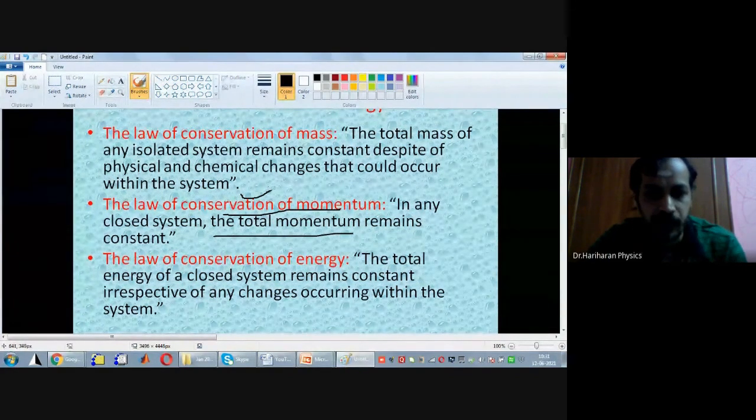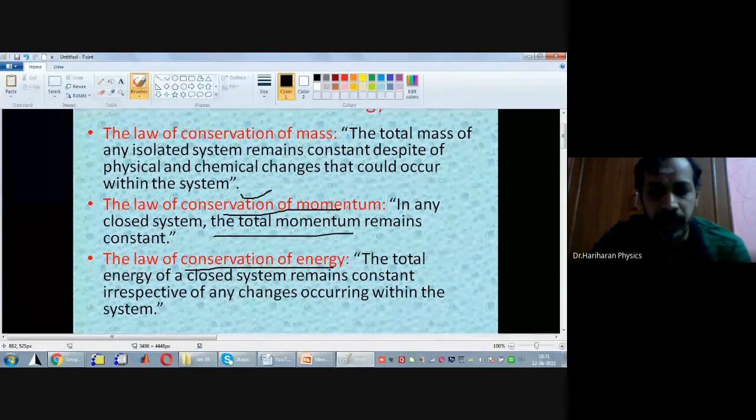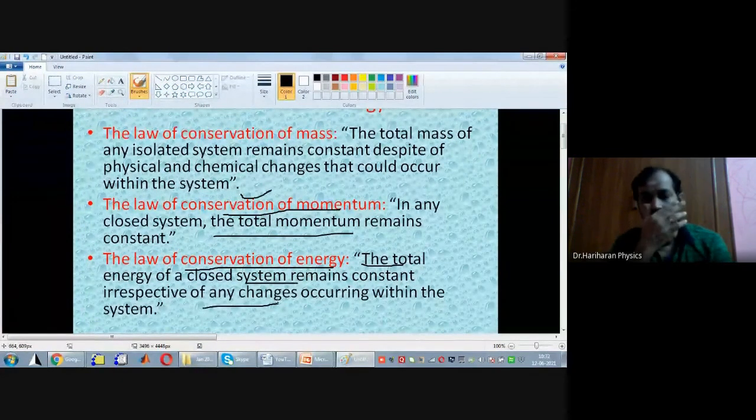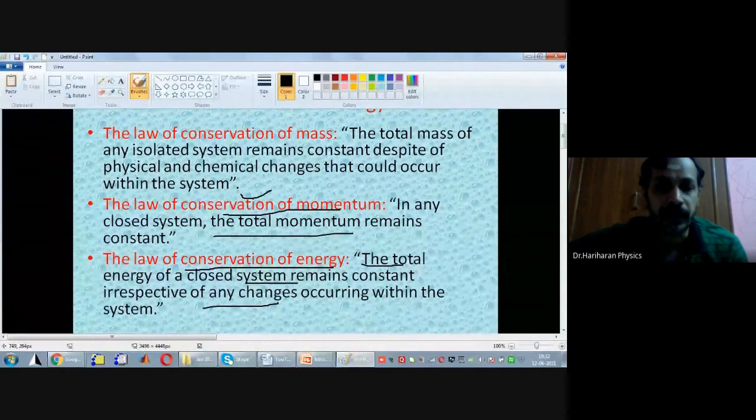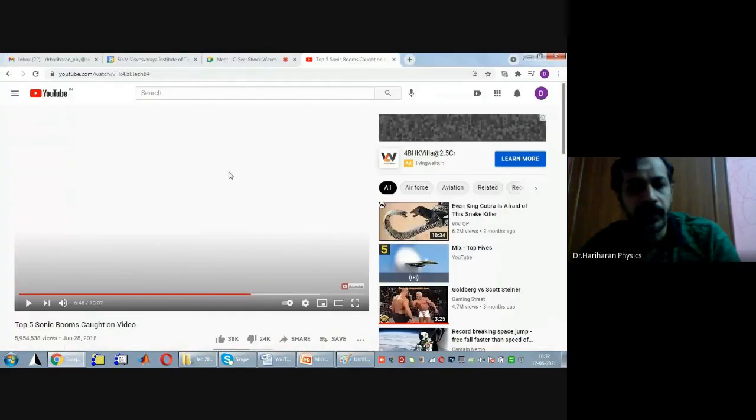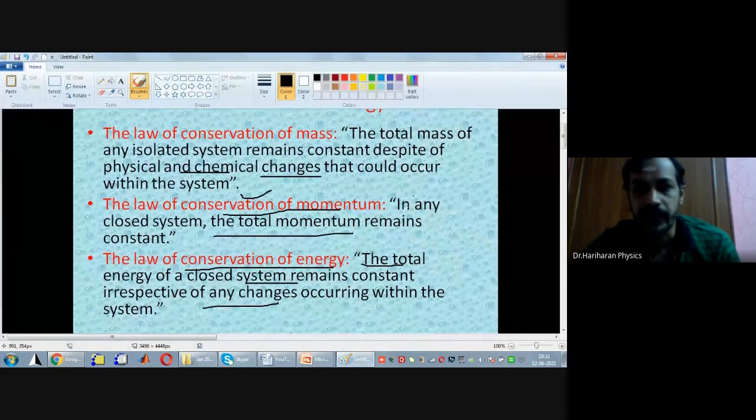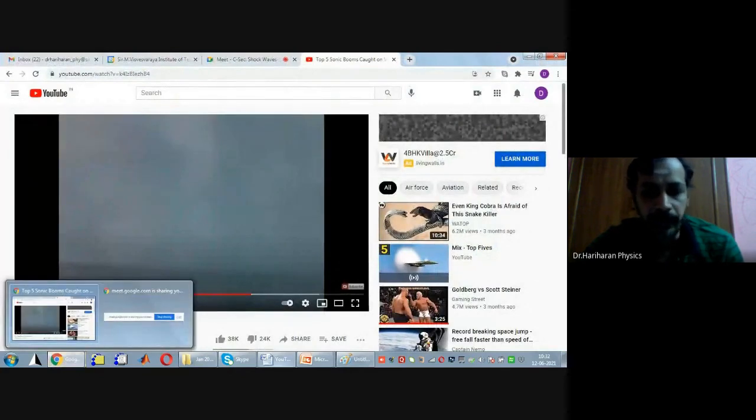Okay, law of conservation of momentum is clear. Now what happens in the case of the law of conservation of energy? The total energy of a closed system or an isolated system is going to be constant, whatever changes may occur within the system. Next, what is the law of conservation of mass? The total mass of any isolated system is going to be constant, although there may be a lot of physical and chemical changes occurring within the system. Okay, so these are the three conservation laws. In the next class we will move on to the construction and working of the shock tube and the applications of shock waves.